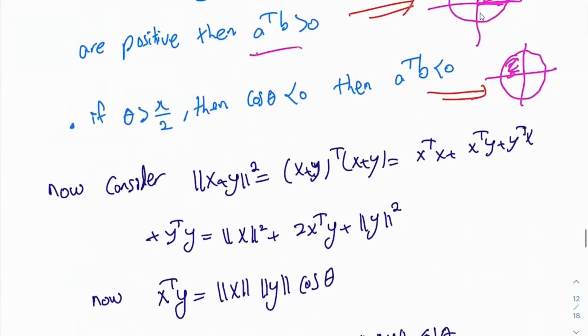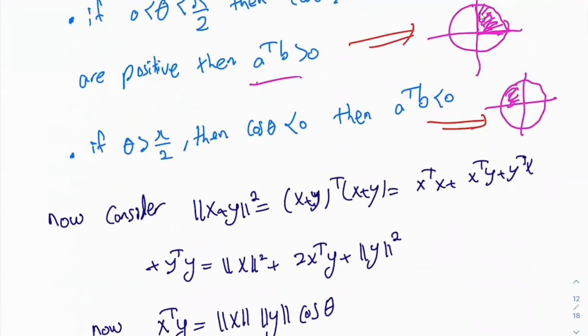So now here I have some remark here. We talk about this, about the norm of the sum of two vectors.